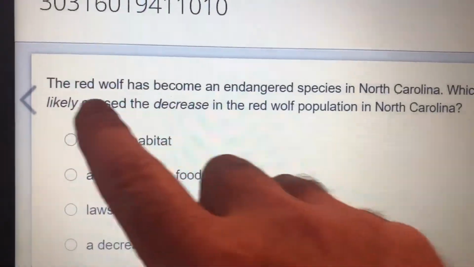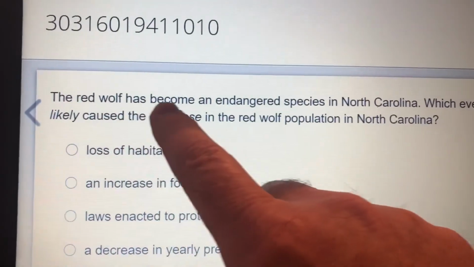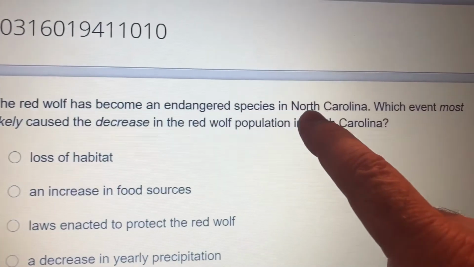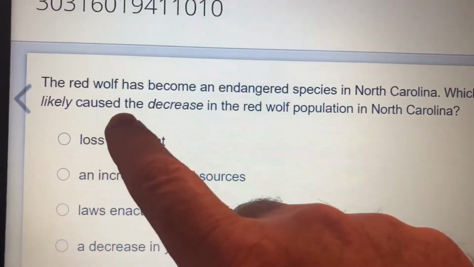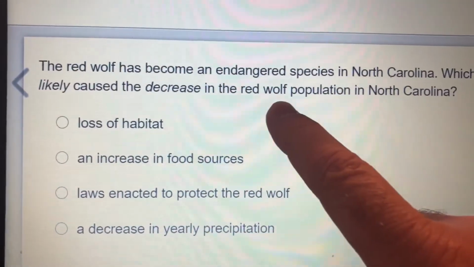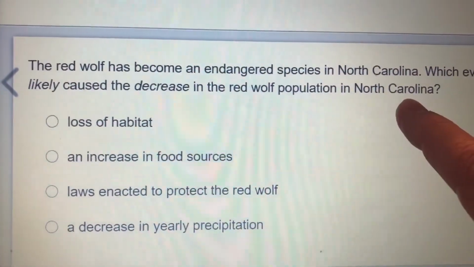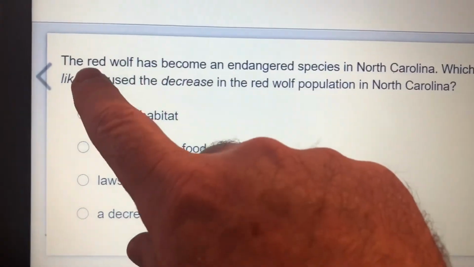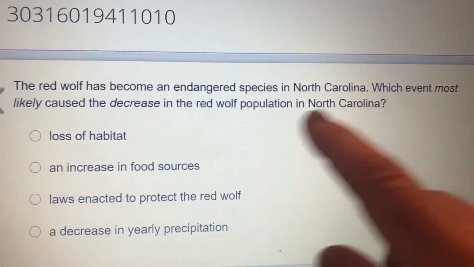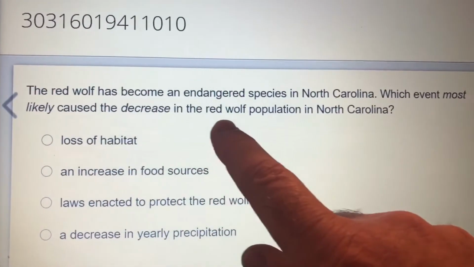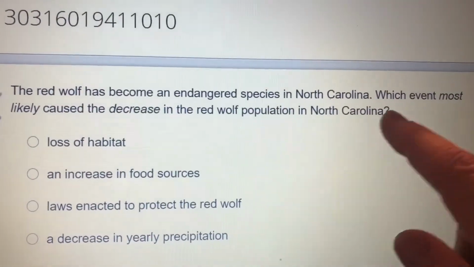All right, let's look at this question. So the red wolf has become an endangered species in North Carolina. Which event most likely caused the decrease in the red wolf population in North Carolina? Okay, let's read it one more time to make sense of this. So the red wolf has become an endangered species in North Carolina. Which event most likely caused the decrease in the red wolf population in North Carolina? So now we start making sense. So red wolves are endangered. That means that there's only a small number left.